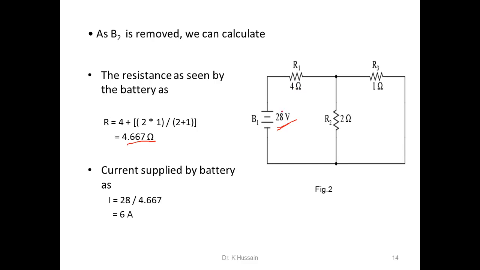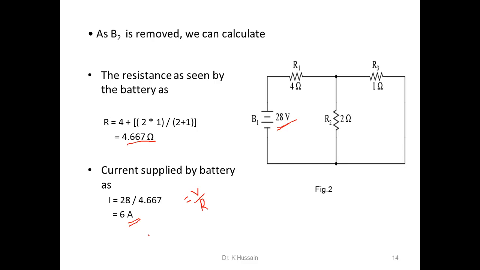If you know the resistance and voltage, we know Ohm's law: V equals IR, so I equals V by R. Here we already found R, and V is given as 28. So I is 28 divided by that resistance, and the value is 6 amperes, because the unit is amperes.